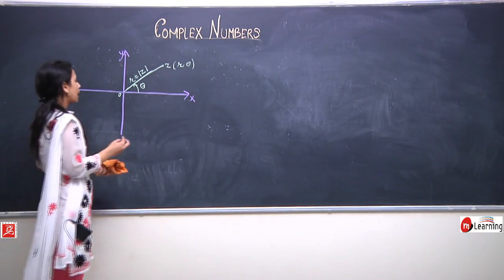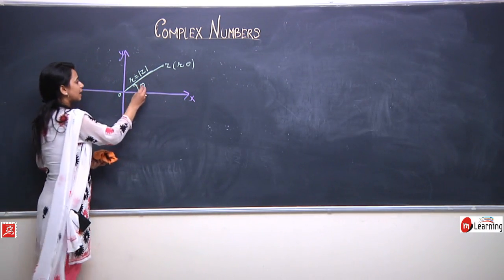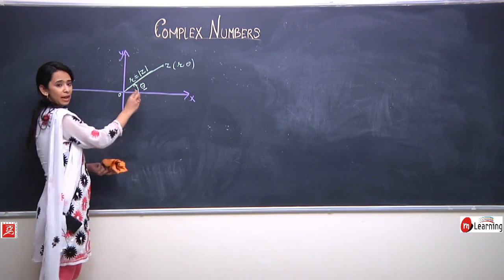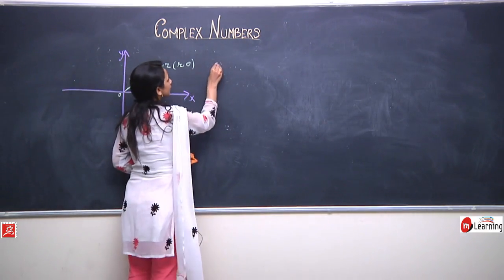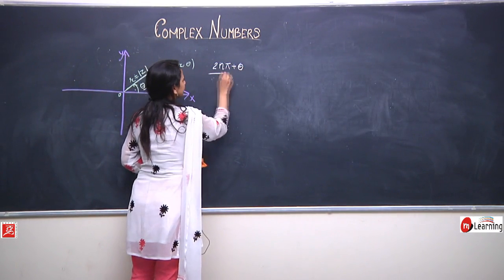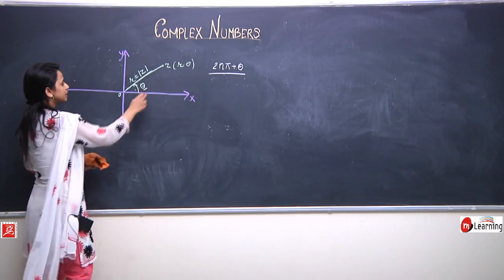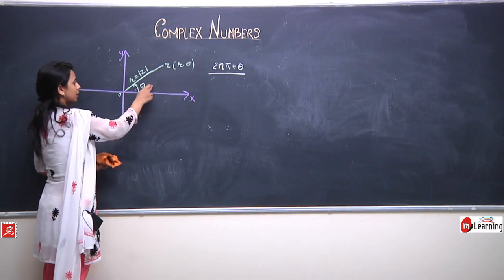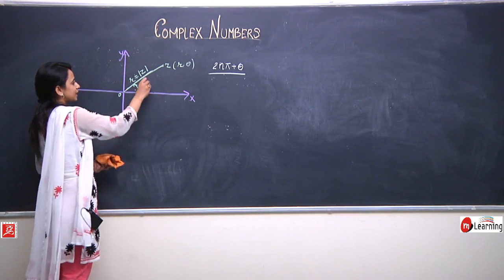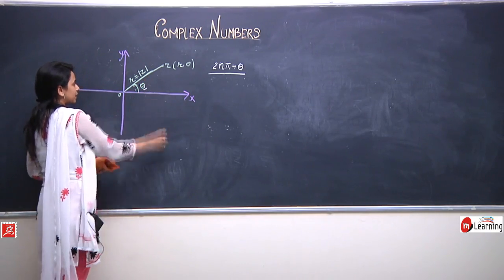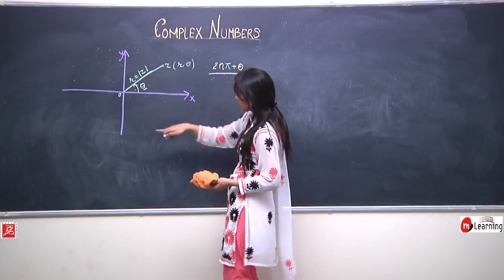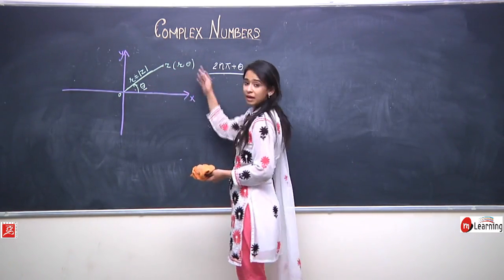Now I can say this angle theta does not possess a unique value. It can possess multiple values in the form of 2n pi plus theta. For example, if this theta is 45 degrees or pi by 4, then it can possess multiple values in the form of 360 plus 45, 720 plus 45, and so on.